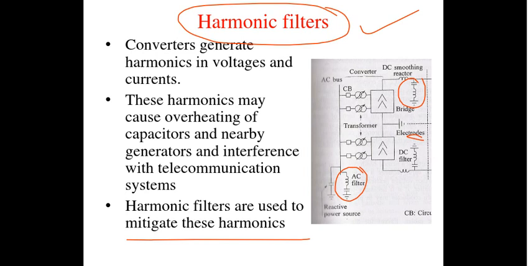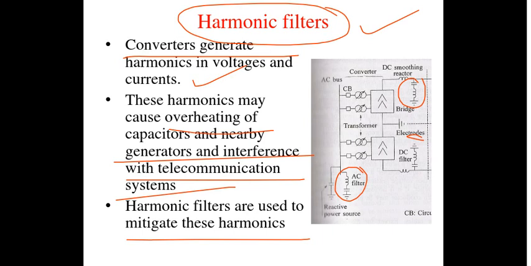We have already studied these harmonics, right? The converters, as usual, generate harmonics both in the form of voltage harmonics as well as current harmonics, and these cause overheating, right? The nearby generators or the telecommunication systems all get affected by the generation of the harmonics. In order to prevent these harmonics or to filter out these harmonics, the harmonic filters are deployed in your HVDC system, right?